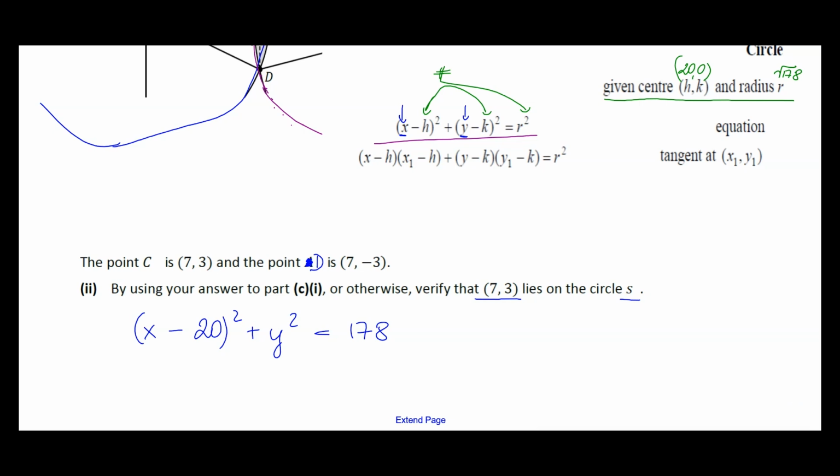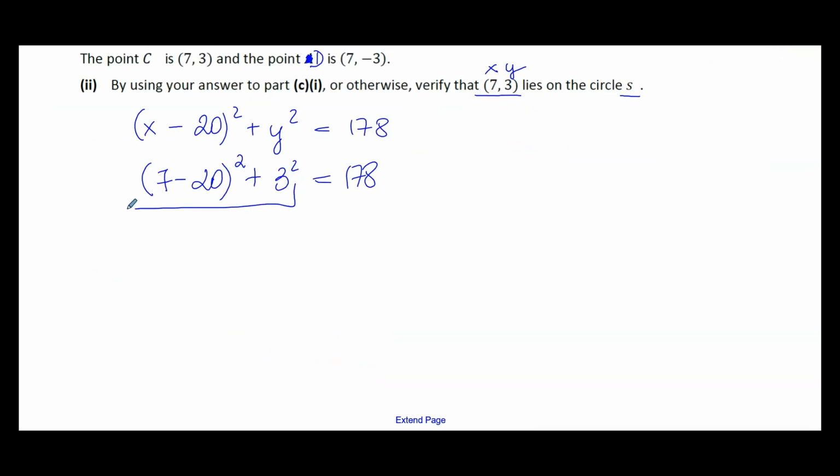So in this case, the value of x is 7, the value of y is 3. If we replace that, so instead of x, we put 7 minus 20 to the power of 2, and then instead of y, we put 3 to the power of 2. If I put this side of the equation in the calculator, I should get 178, and indeed that is equal to 178. It is true. So that point is on the circle S.